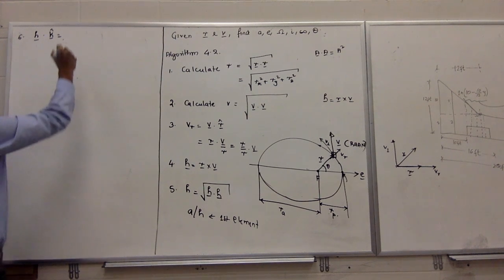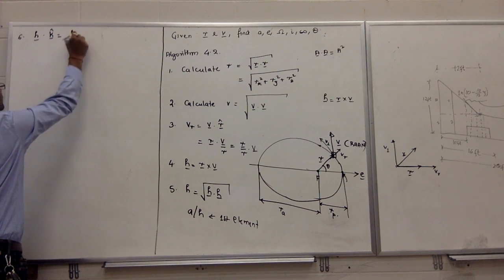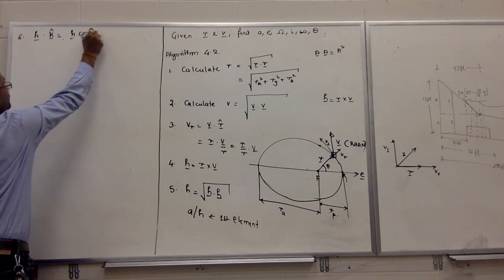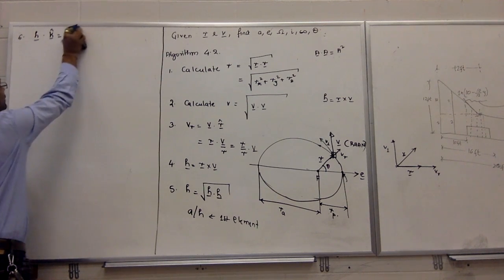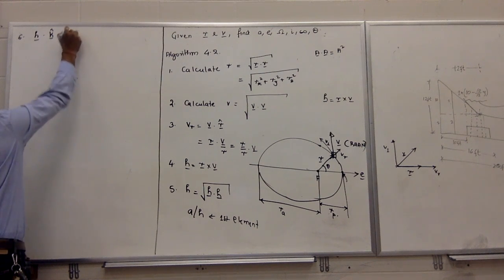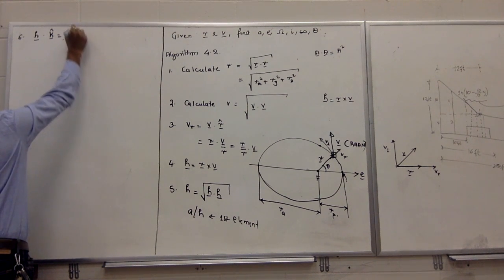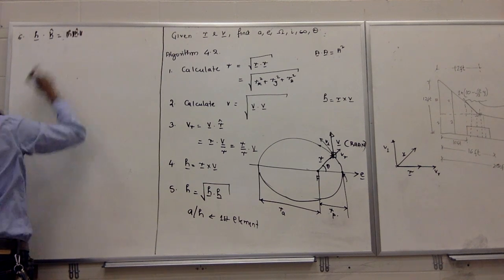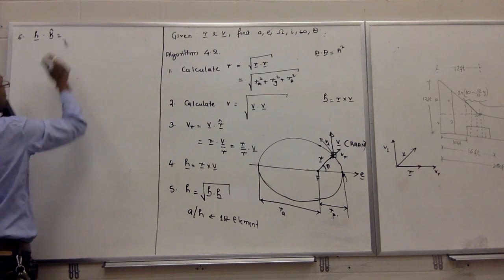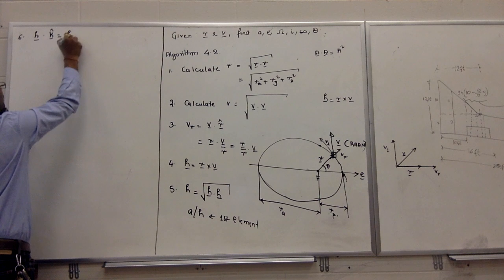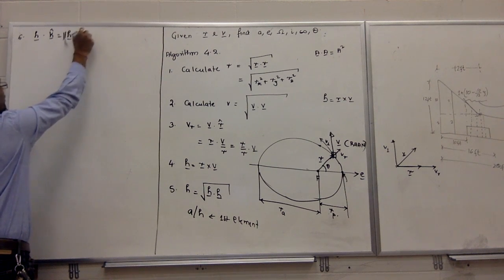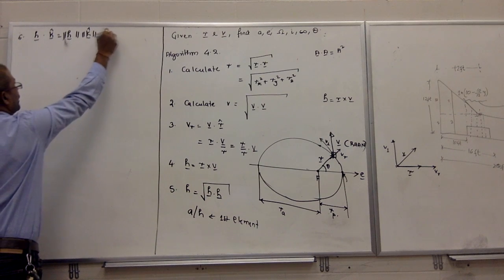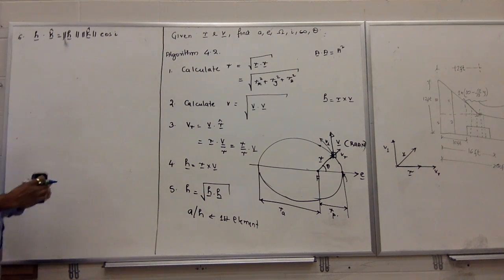Can I write this as H cosine i, or H K? Would that be H or K? Cosine i. Can I write it like this?